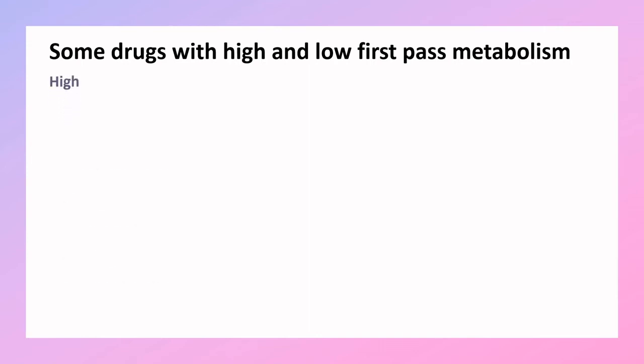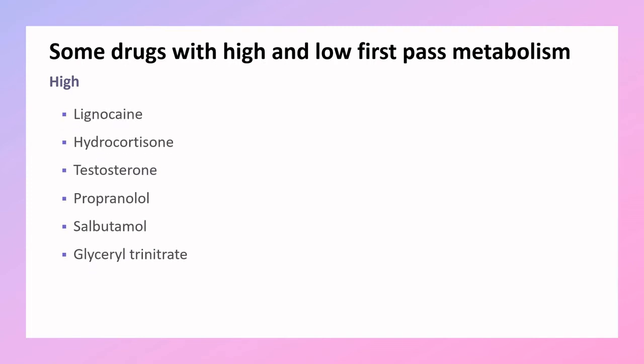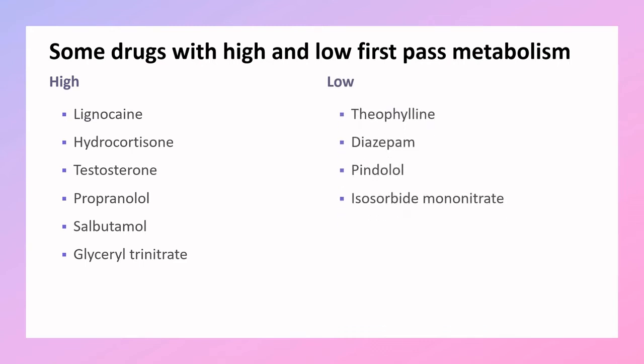Now, some drugs have high and low first pass metabolism. Drugs with high first pass metabolism are lignocaine, hydrocortisone, testosterone, propranolol, salbutamol and glyceryl trinitrate. And the drugs which have low first pass metabolism are theophylline, diazepam, pindolol and isosorbide mononitrate.